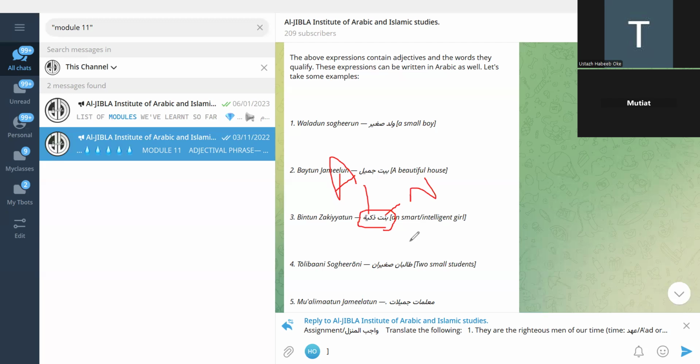An intelligent girl. So this is the adjective here, and this girl is a noun. So what do you notice between the English formation and the Arabic formation in terms of the arrangement? In English, the adjective comes first. Yes. Barakallahu fik. So in the English structure, adjective comes first. How about the Arabic form, the structure?